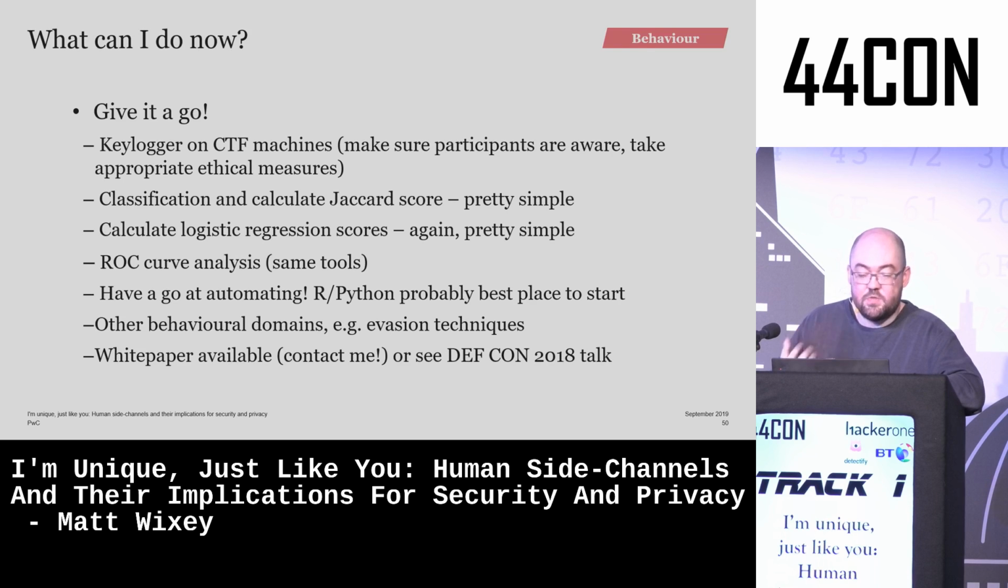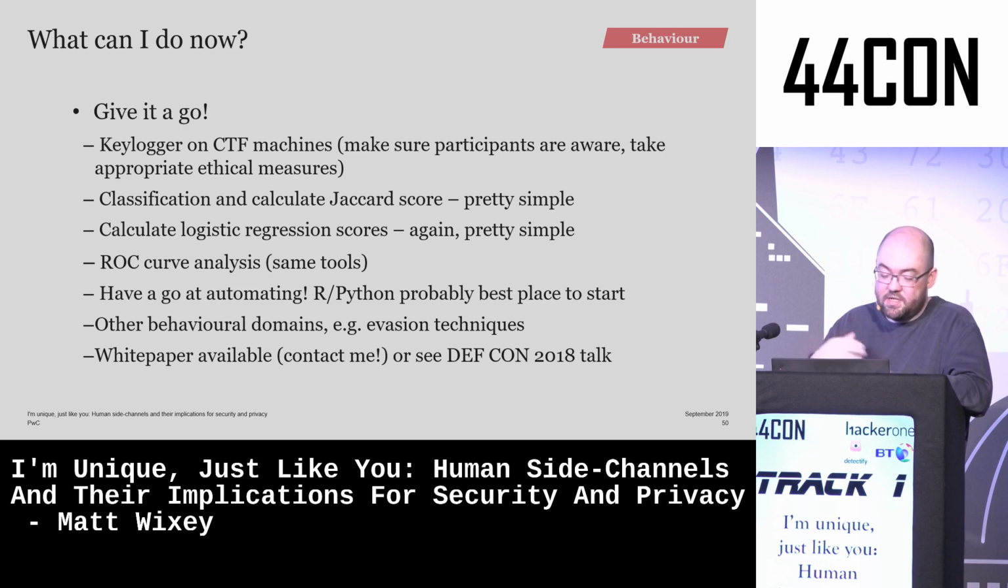So I'd encourage people to give this a go. It sounds complicated if you haven't messed around with statistics before, but it's really not that bad. You could even run a CTF at your workplace. Obviously, make sure the people participating know that they're being logged, and take the right ethical measures. But run a CTF, run a keylogger on it, get people to attack it.